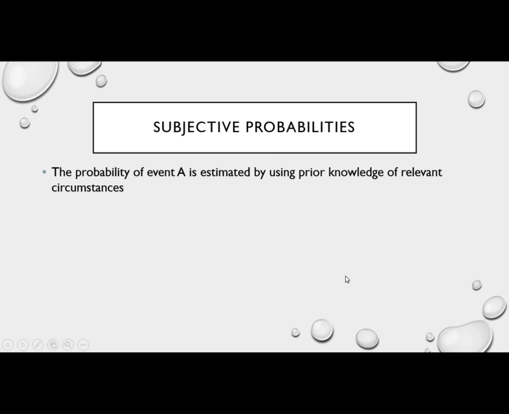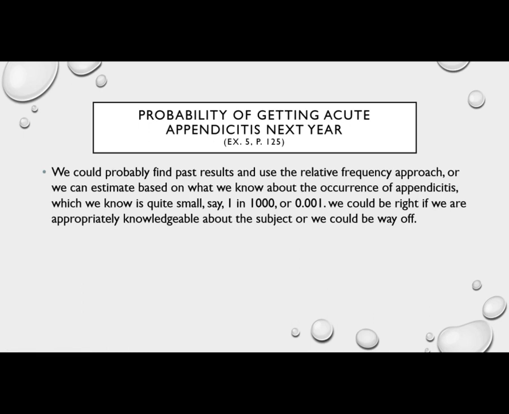Subjective probabilities: the probability of event A is estimated by using prior knowledge of a relevant circumstance. So for the probability of getting acute appendicitis next year, we could probably find past results and use the relative frequency approach, or we can estimate based on what we know about the occurrence of appendicitis, which we know is quite small, say 1 in 1,000 or 0.001. We could be right if we are approximately knowledgeable about the subject, or we could be way off.